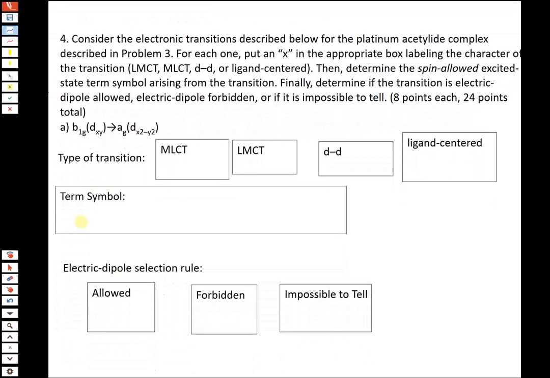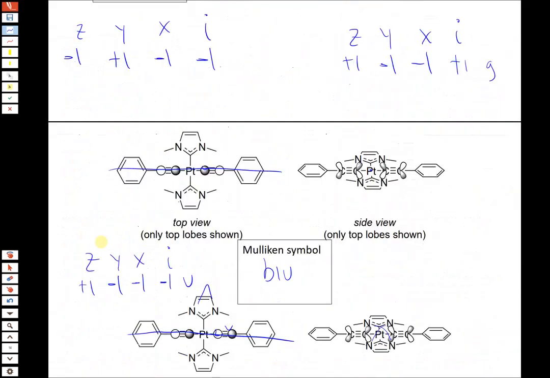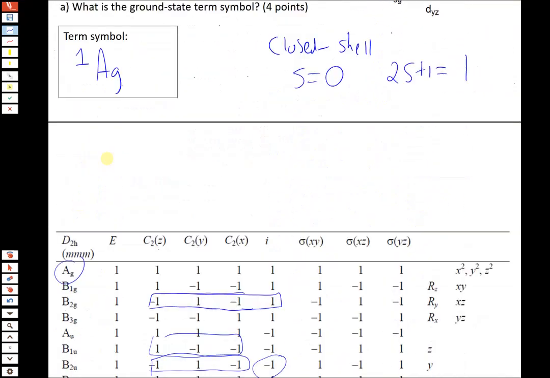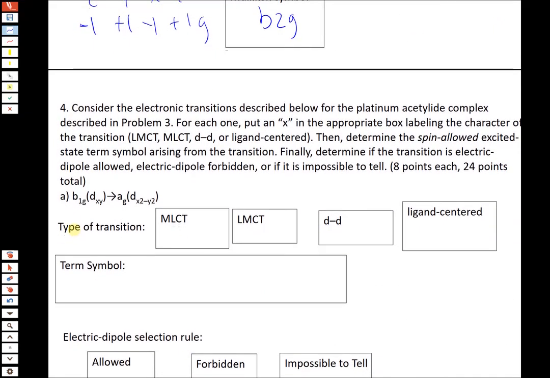Here we're talking about electronic transitions involving those orbitals. And so what we're going to look at for this one is first we have B1G to AG. Now as we're indicating here, both of these are d orbitals. So if we go to the diagram, that would be B1G to AG, that would be this transition here. They're both d orbitals, xy to x squared minus y squared, which means this is clearly a dd transition.